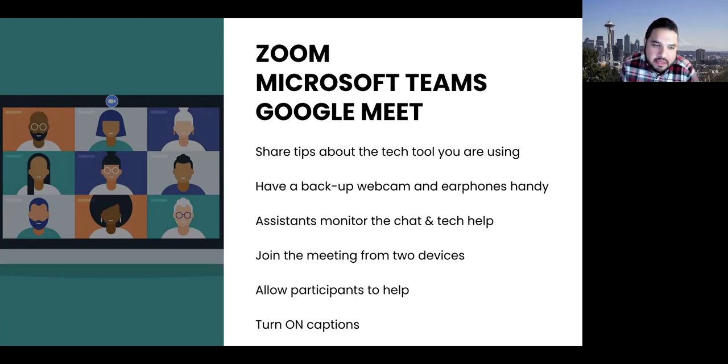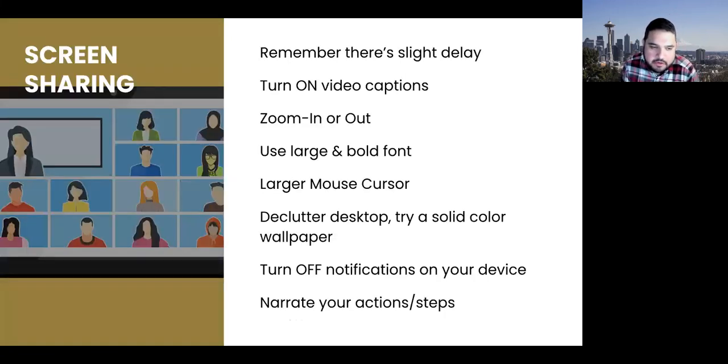I like to join the meeting from 2 devices, one that I'm using for the presentation and one that I'm using for the screen share. It really helps me see how you're seeing my presentation, if I'm going too fast or too slow. If I'm talking about something and you're not seeing it, I would see it on my second device. And always remember if you're screen sharing, there's a slight delay, so don't start talking right away.